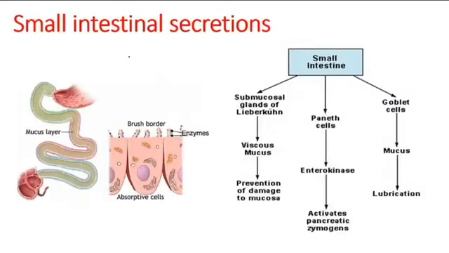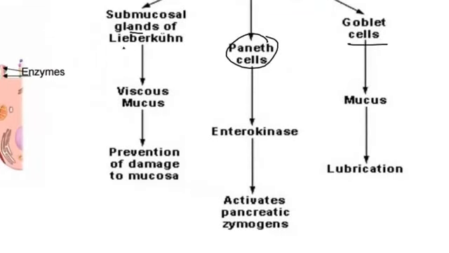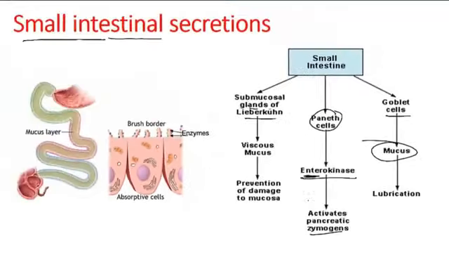Now it's time to look at the secretions made in the small intestine. The small intestine has the submucosal glands, it has the Paneth cells, it has the goblet cells. All those different types of cells and tissue have different secretions. While the goblet cells release mucus, Paneth cells produce enterokinase, which is an enteric kinase enzyme that activates all those pancreatic zymogens, and submucosal glands produce viscous mucus to prevent damage to the mucosa.